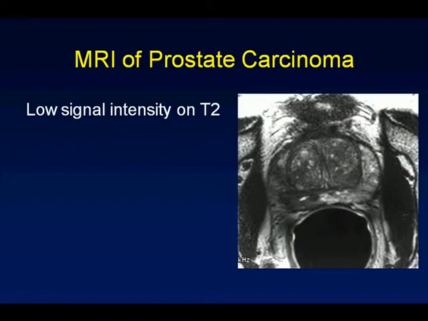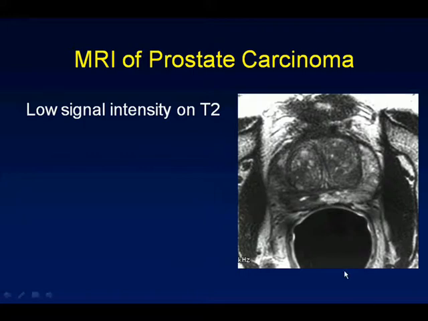Prostate cancer is actually low signal on T2, so fairly easy to see in the peripheral zone. And you can see how it can be tough to identify a prostate cancer in the transition zone because it's not very bright, and the cancer could kind of blend in there. So there is a limitation in trying to analyze for prostate cancer in the transition zone on T2 alone.